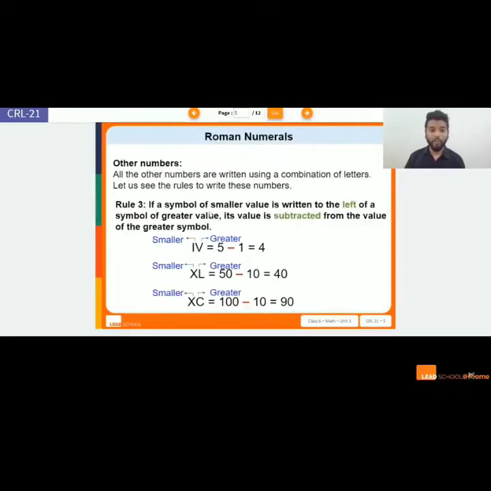Now let's go to the third rule. If a symbol of a smaller value is written to the left of a symbol of a greater value, its value is subtracted from the value of the greater symbol. Now this rule is no different than our previous rule. The only change being when I have a greater number and I write it on the right hand side, I will add. But if the smaller number is on my left hand side, then I will subtract the value. You look at this. Yeah. This is greater and I is smaller, so 5 minus 1, 4.